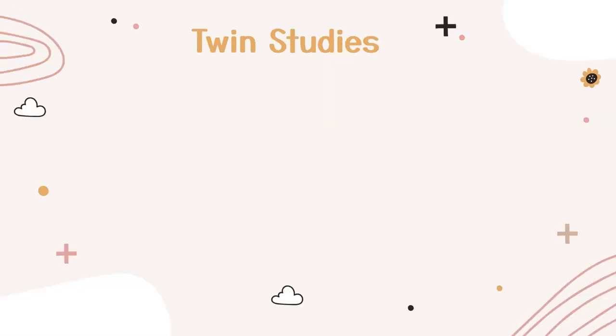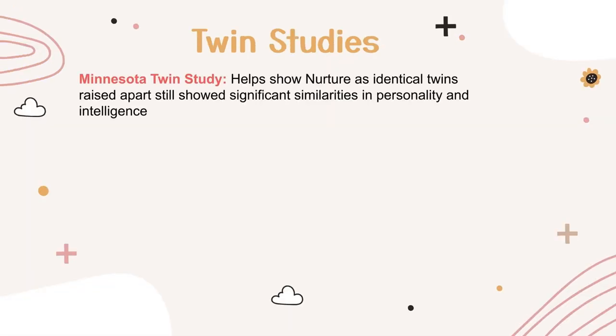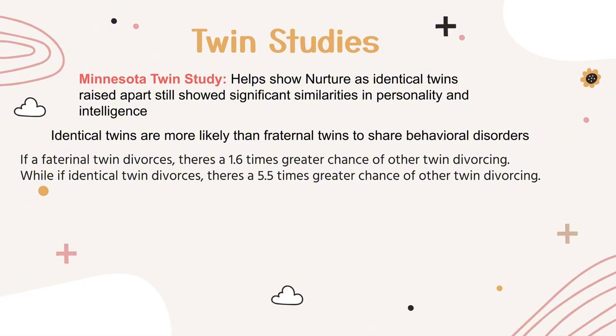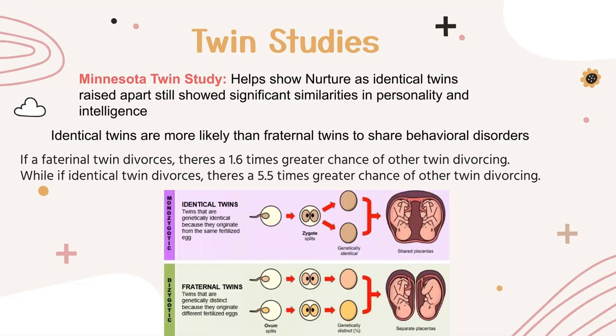Twin studies. The Minnesota twin study helped show nature, as identical twins raised apart still showed significant similarities in personality and intelligence. Identical twins are more likely than fraternal twins to share behavioral disorders. If a fraternal twin divorces, there's a 1.6 times greater chance the other twin divorces, while if an identical twin divorces, there's a 5.5 times greater chance of the other twin divorcing. Identical twins come from the same egg, which then separates, but fraternal twins come from two separate eggs.